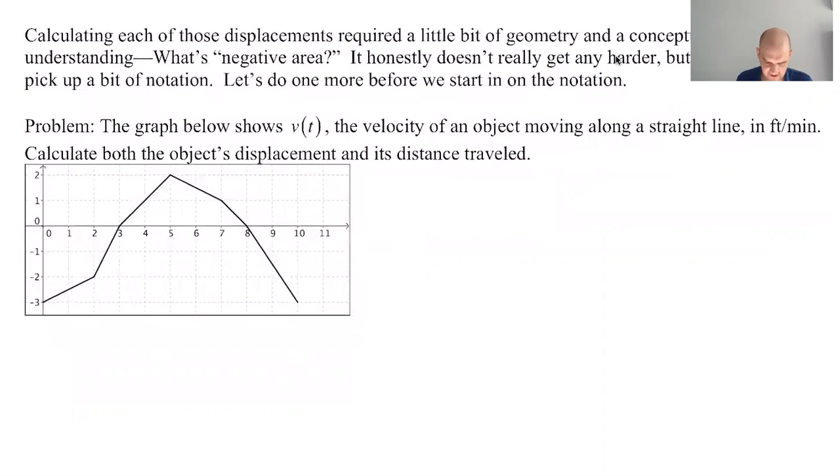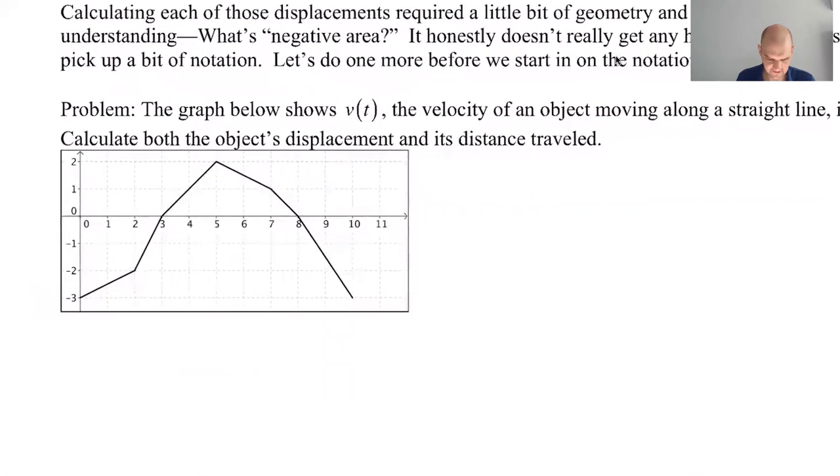So let's see if we can deal with one where our velocity changes, sometimes positive, sometimes negative, which makes sense because things move back and forth. The graph below shows velocity moving in a straight line in feet per minute. Calculate both the object's displacement and its distance traveled. That's a slightly different idea. So let's see if we can do that.